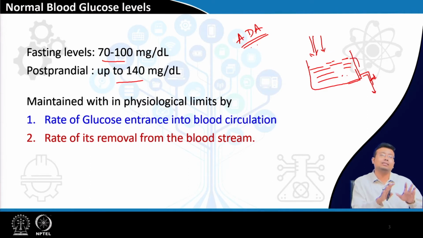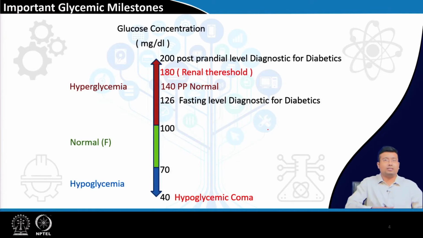The same analogy can be expressed in terms of glucose concentration. So, the rate of entrance of glucose into the blood circulation and the rate of removal of glucose from the blood stream will determine whether the level of blood glucose can or cannot be maintained in the circulation, right.